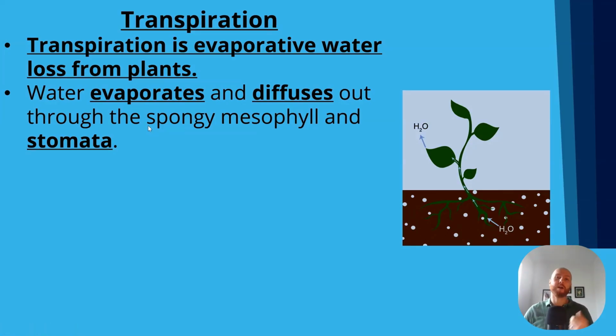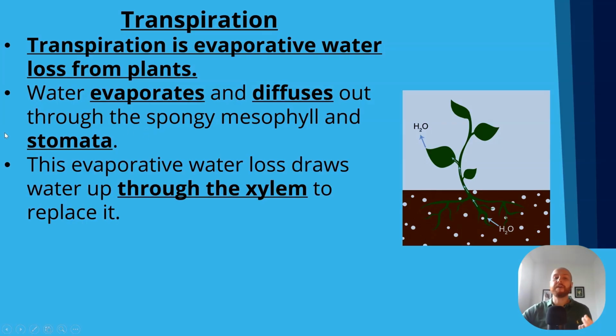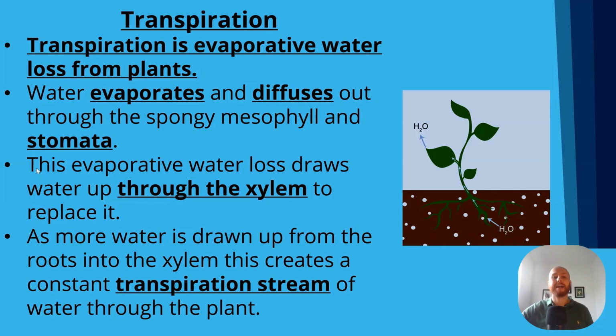Remember, evaporation is when water turns into a gas, and diffusion is where we have the movement of a substance from a high to low concentration. Now, this evaporative water loss draws water up through the xylem to replace the water that's being lost at the leaves. And as more water is drawn up from the roots in the xylem, this creates a constant transpiration stream of water through the plants.